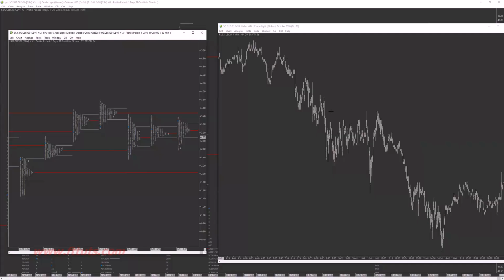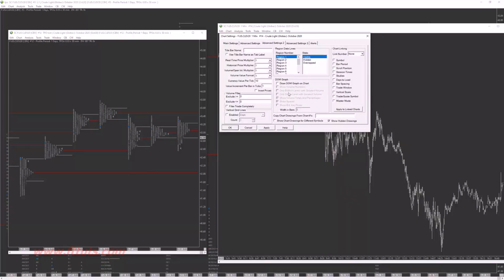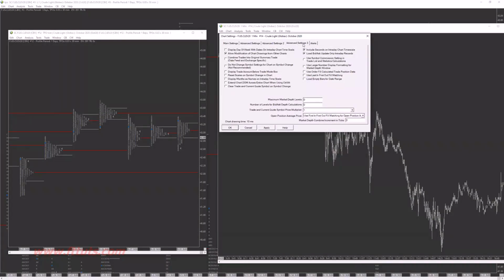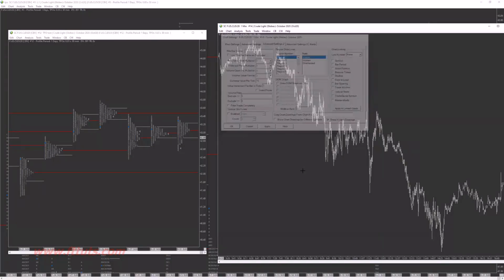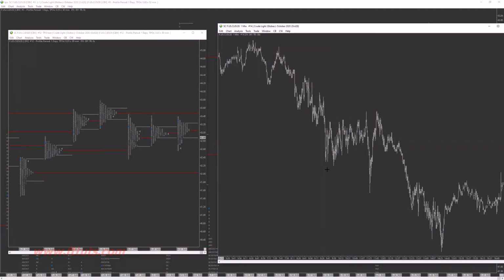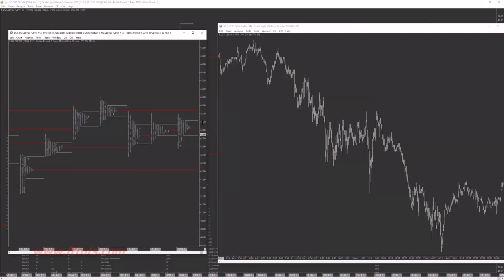So what I'm going to do is go to this chart, chart settings, advanced settings 2, copy chart drawings from chart number 12. And actually, let's go to advanced settings 3. No, that's somewhere else. Don't worry about that. Okay, didn't do anything because there is no drawing.